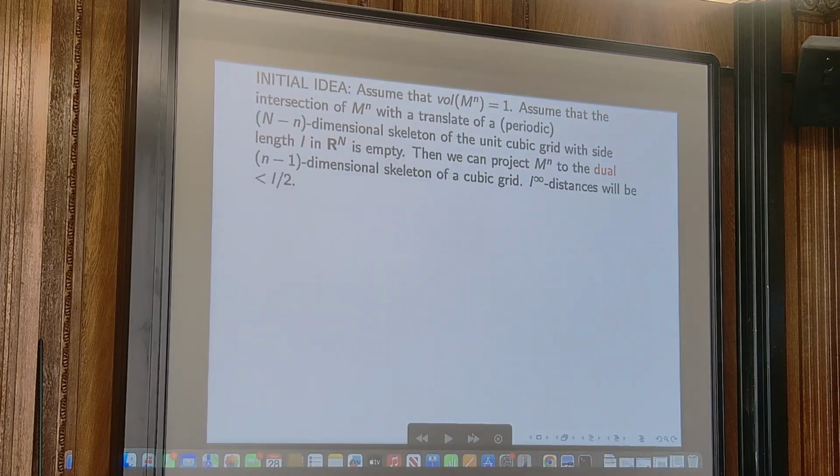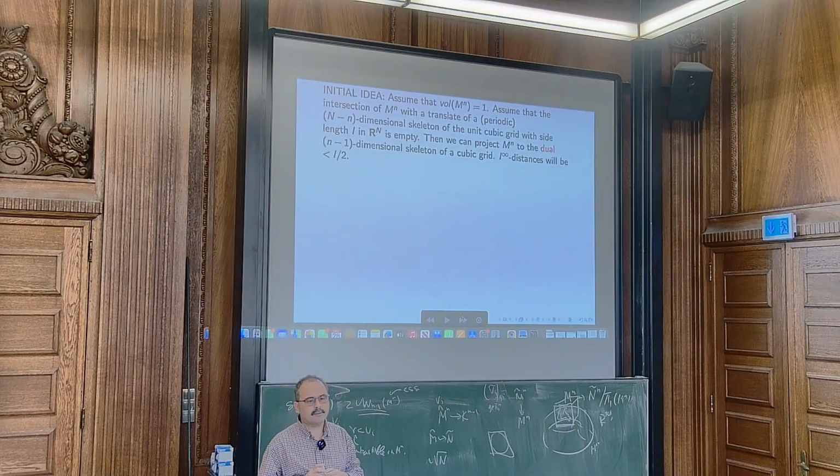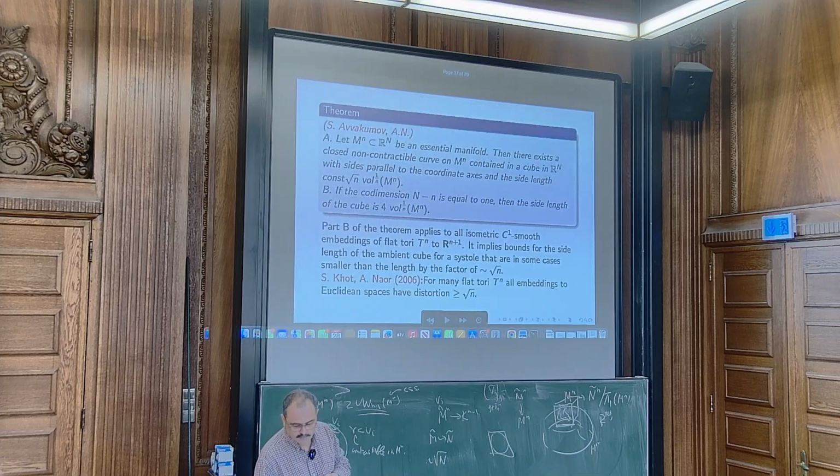So now let me sketch what is the idea behind the proof of, yes? So for part A of the theorem, does that not follow from the systolic inequality, or am I missing something? Sorry? So what exactly does not follow? The shortest non-contractible curve, the length of the curve is already less than a constant times the.